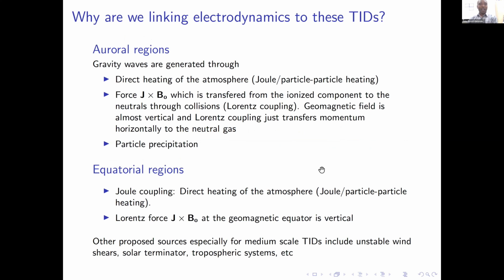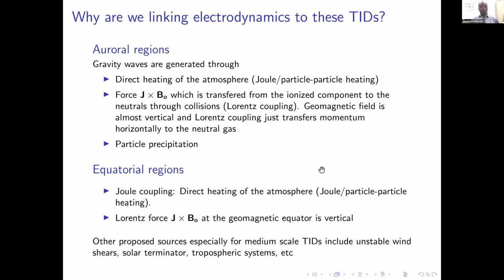Okay, so why are these kinds of TIDs different from auroral regions and from equatorial regions? We can start from auroral regions. We know that the gravity waves within high latitudes are generated through direct heating of the atmosphere. That's what's called joule heating or particle-to-particle heating. We know that Lorentz coupling plays a very important role in generating these kinds of TIDs.